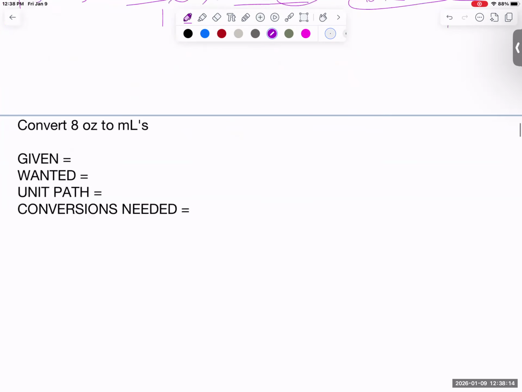All right, so I want you to look at this one. What's my given? 8 ounces. My wanted? Milliliters. My path is ounces to milliliters. What's the conversion? 1 ounce is 30 milliliters. Beautiful.